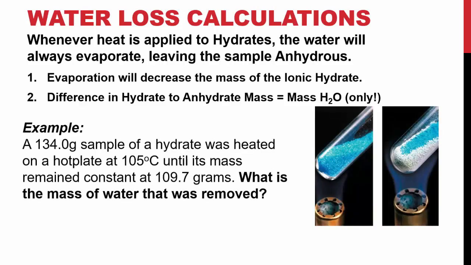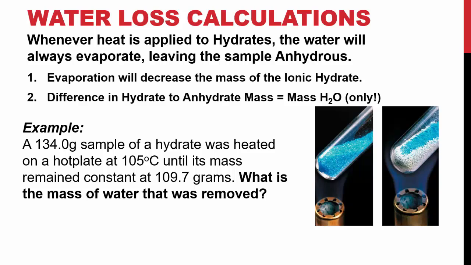So here's an example. On the left picture, you see a hydrated copper sulfate crystal. You have 134 grams of it, and we put it on a hot plate at 105 degrees Celsius until its mass remained constant at 109.7 grams. We want to know what is the mass of the water that was removed to make it that white crystal on the right.